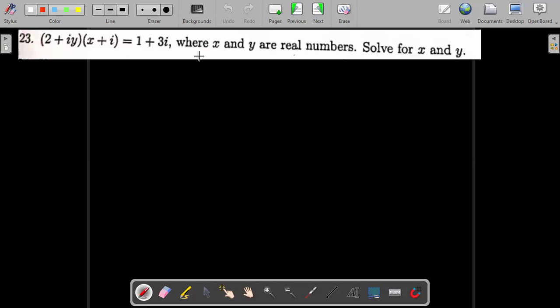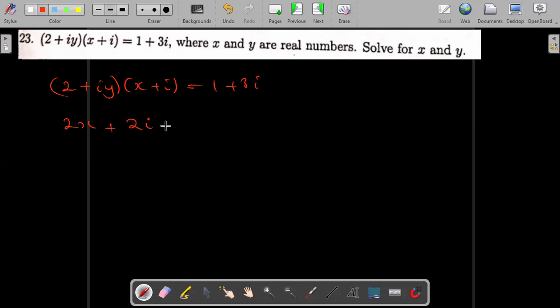This question says where x and y are real numbers, solve for x and y. So how do I solve for x and y? So 2 plus iy like this. Then I have x plus i. Then this is equal to 1 plus 3i. So what you do is you expand first. So you have 2x here. Then you have 2i like that.